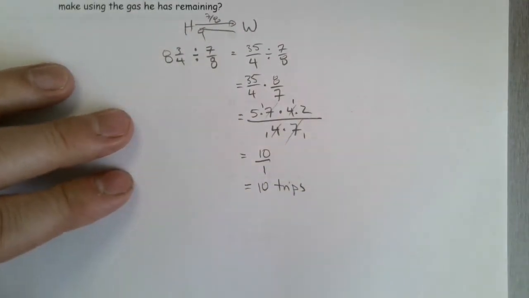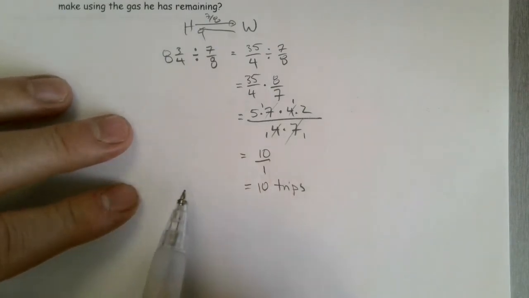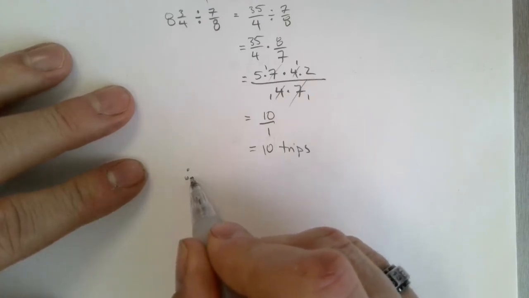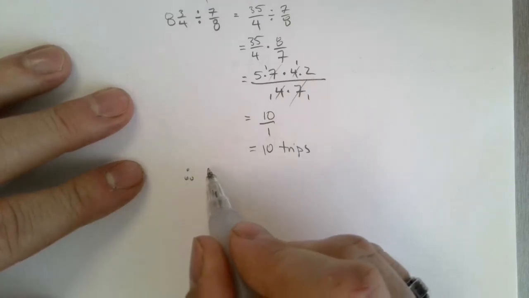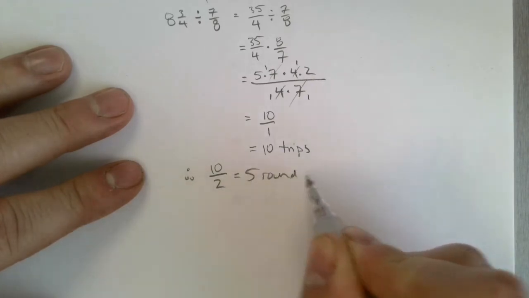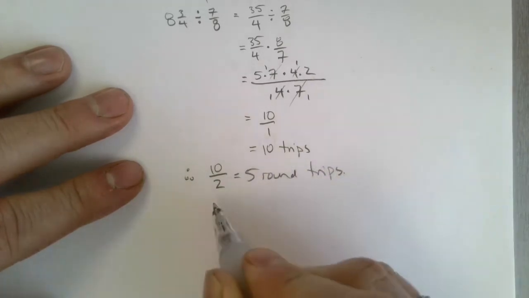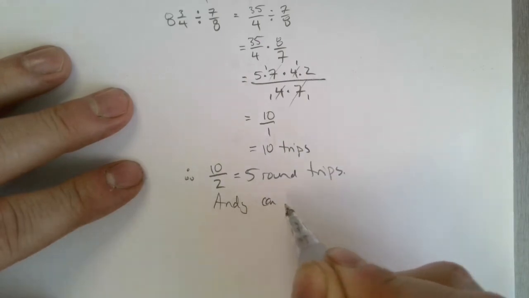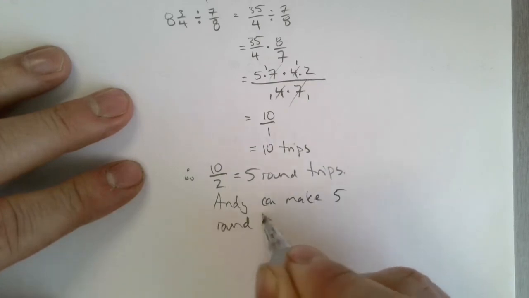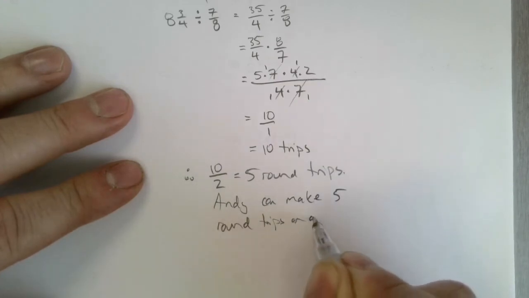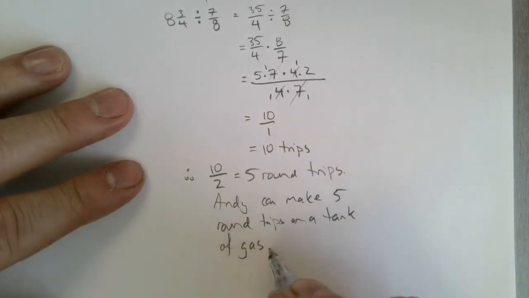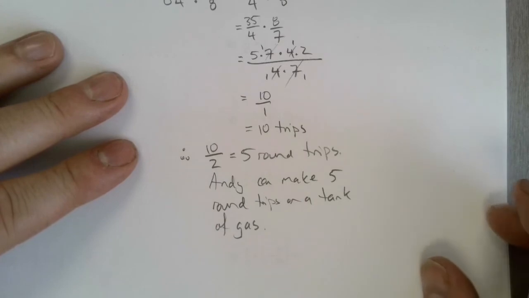Now the thing is that a trip is just home to work, work to home. So therefore, and that's what those 3 dots mean, therefore, if I take 10 and divide it by 2, I get 5 round trips. So Andy can make 5 round trips on a tank of gas.